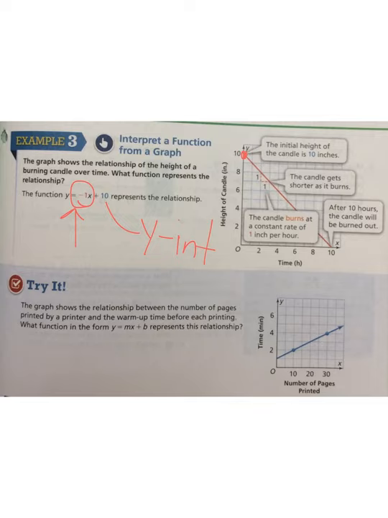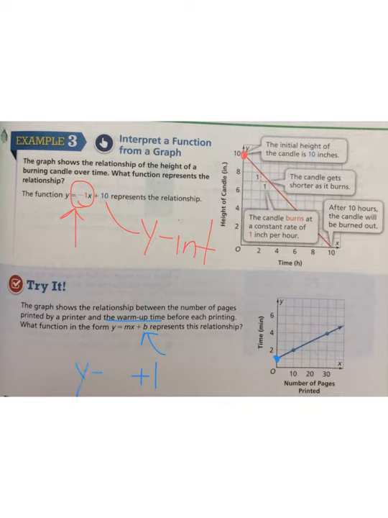Let's go ahead and look at the try it together. They give you a graph on the try it. It says the relationship between the number of pages printed and the time. Now it looks like they tell us here that the printer has to warm up. So we have a warm-up time. Well, how long does it take the printer to warm up? That would be your beginning value. It's going to take 1 minute for the printer to warm up. So if we think of our equation here, my beginning value is going to be a 1.